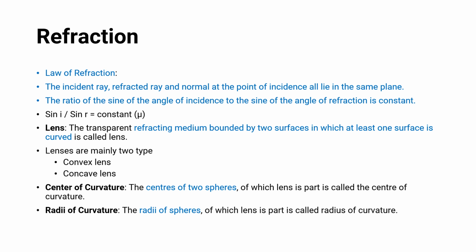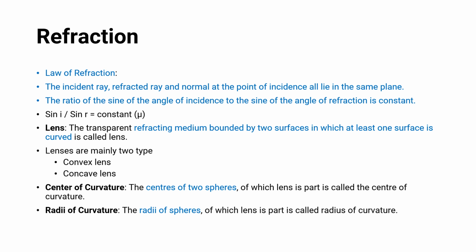Law of refraction. According to this law, the incident ray, refracted ray and normal at the point of incidence all lie in the same plane. The ratio of the sine of angle of incidence to sine of angle of refraction is constant. That is, sine i divided by sine r equals constant mu.